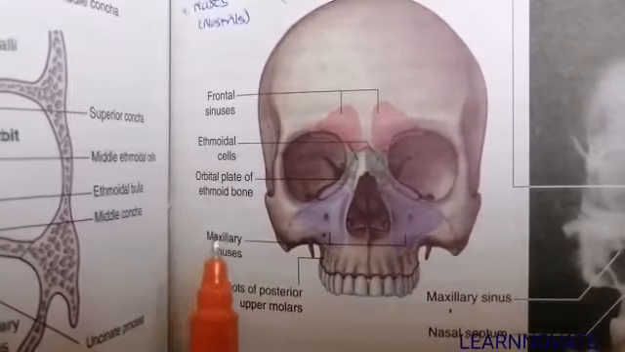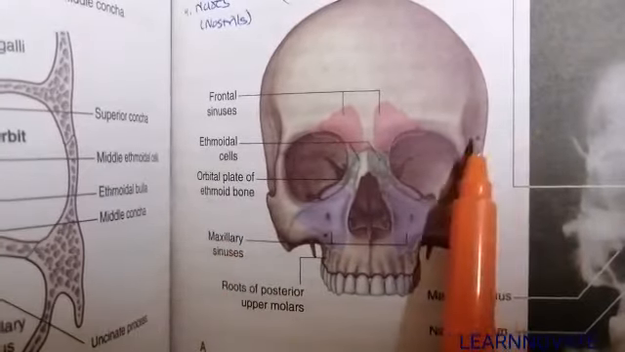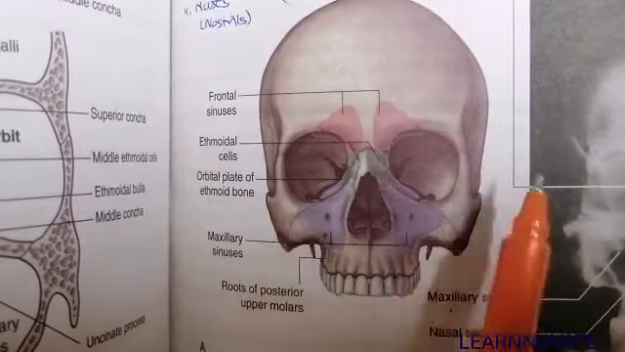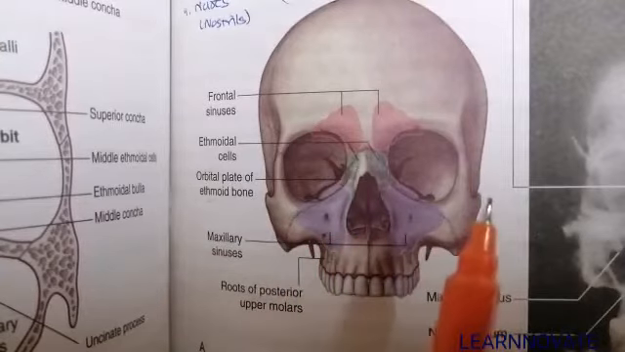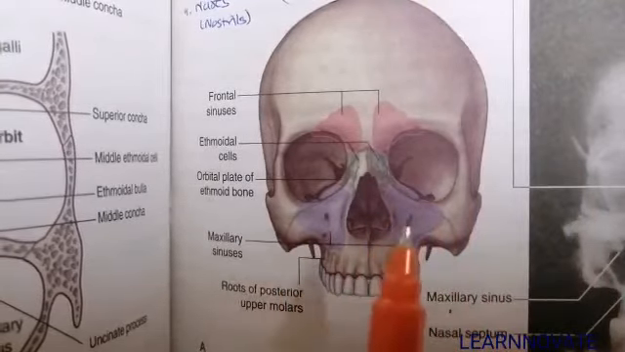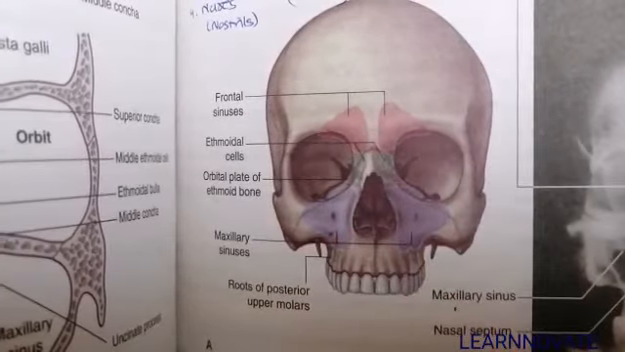While the sphenoid sinus is seen laterally at the level of the sphenoid bone, where the greater wing and the lesser wing of the sphenoid bone meet. At that point there is the pterion, and at the pterion there is the sphenoid sinus. Now we are going to discuss the properties of each sinus one by one.